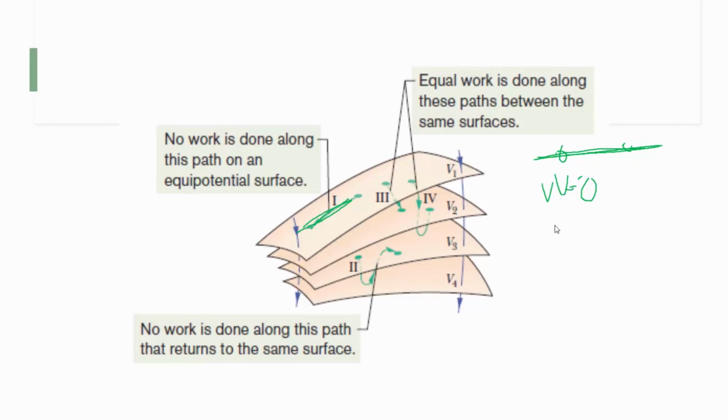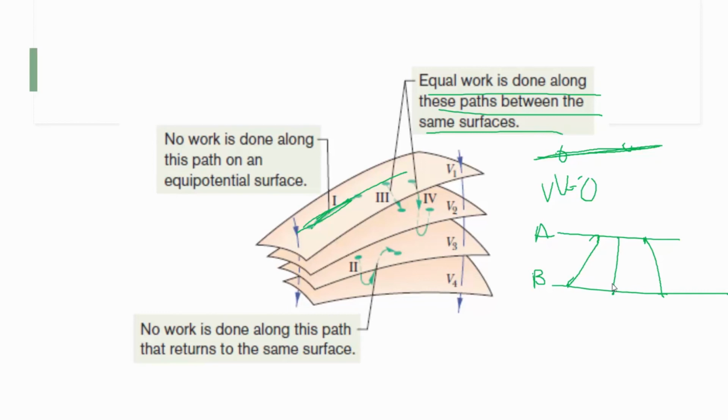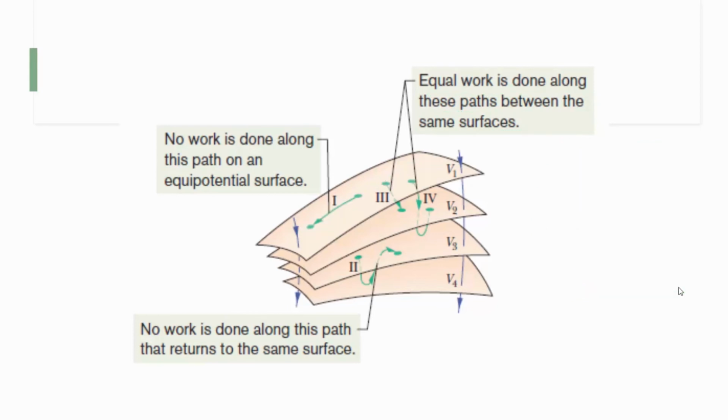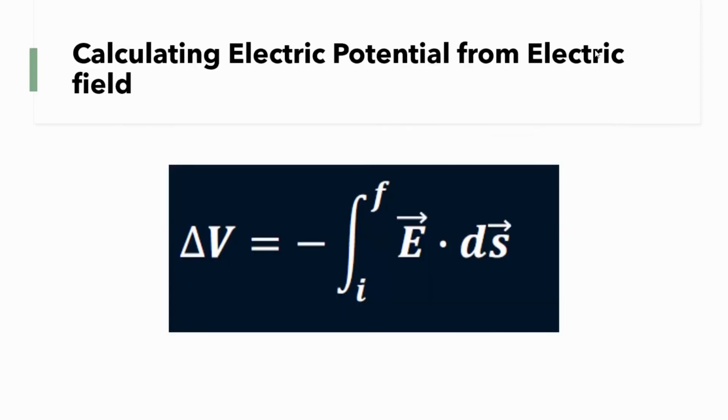So, baka lumabas yun. Anyway, feel ko lalabas yan. Tatanong ko may problem na ganun. So, equal work is done along these paths between the same surface. So, dahil equipotential surface to, and equipotential surface to, kung ano yung work para gumalaw from this point to this point, from this point to this point, this point to this point, equal lang yan lahat. Kasi equipotential to and equipotential to. Mas mapoprove mo yan with the formulas mamaya. Pero, yun lang yung basics na need mo memorize it.